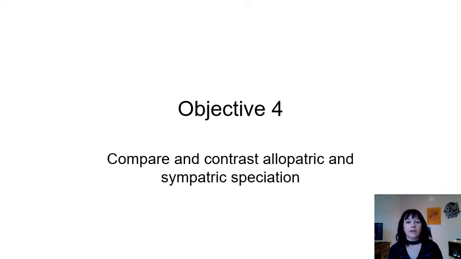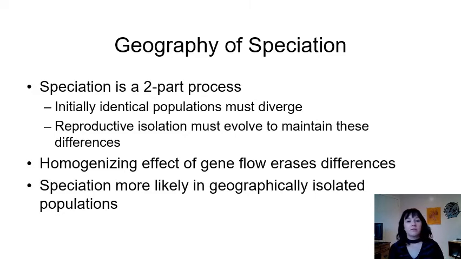Let's talk about allopatric and sympatric speciation. So speciation is a two-part process. So first, the two identical populations must diverge. In other words, you'll have this population, one species, that's all living together, and something causes them to separate, right? So they are physically separated from each other. They're still the same species, right? Then, over time, they must evolve enough and in different ways so that eventually they're so unique they can't mate anymore and they have reproductive isolation.